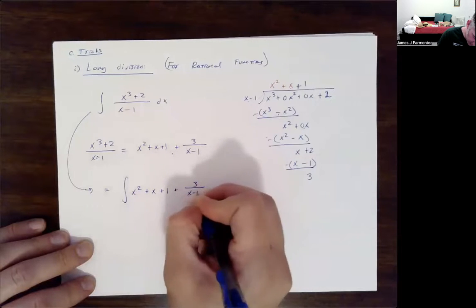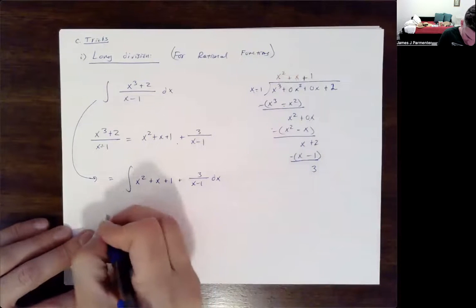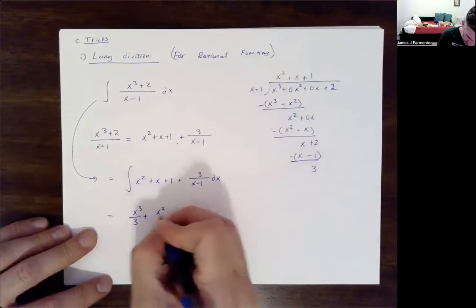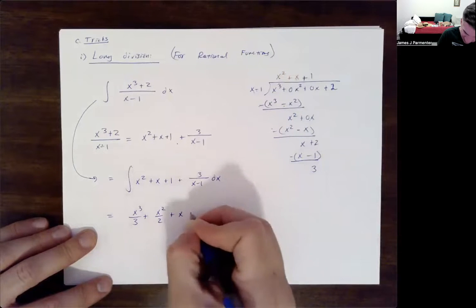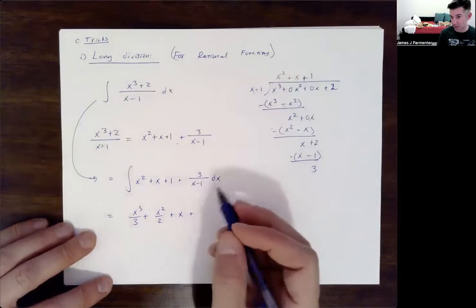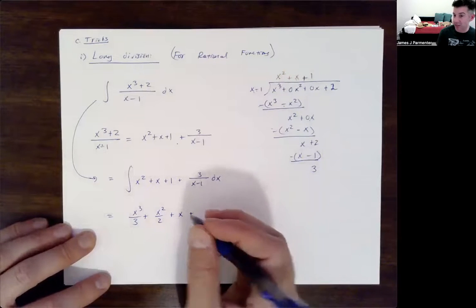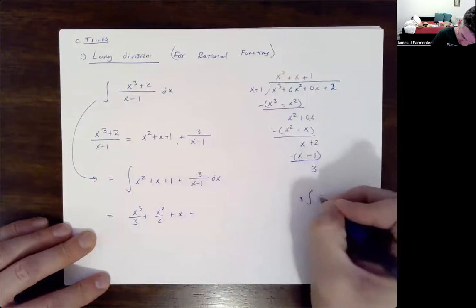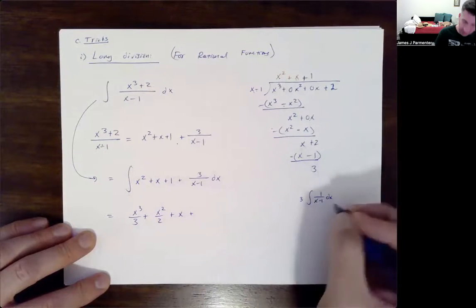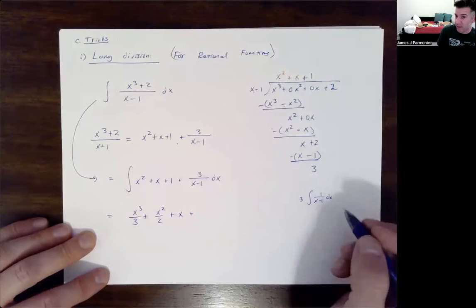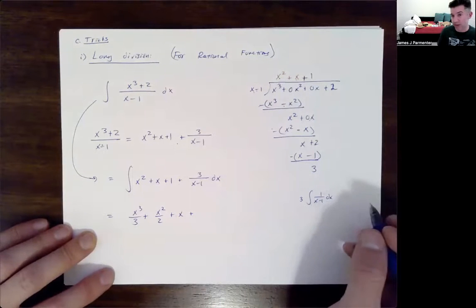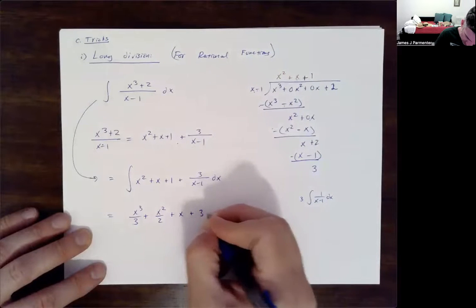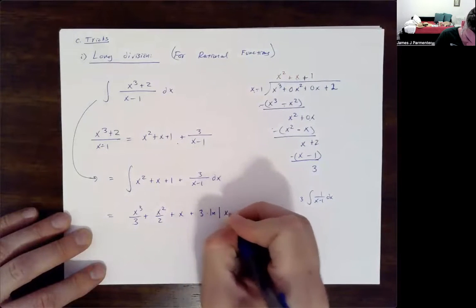divided by x minus 1, which is going to end up equaling x cubed over 3 plus x squared over 2 plus x plus, technically this 3 over x minus 1 needs a u substitution if you want to do it that way. I don't think you need to. We can think of this as 3 times the integral of 1 over x minus 1. And the integral of 1 over x minus 1 or 1 over x plus anything is just the natural log of x plus or minus that. It has to be x to the first, though. That's going to be 3 times the natural log of the absolute value of x minus 1.